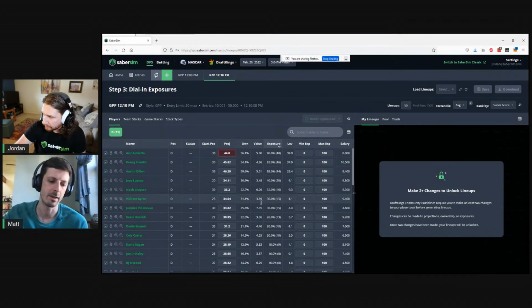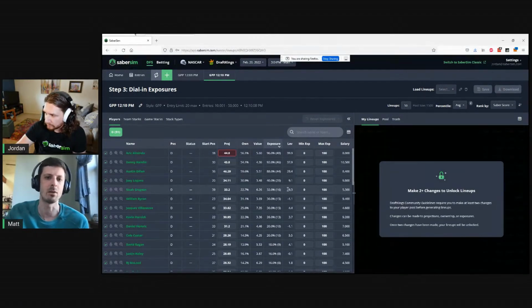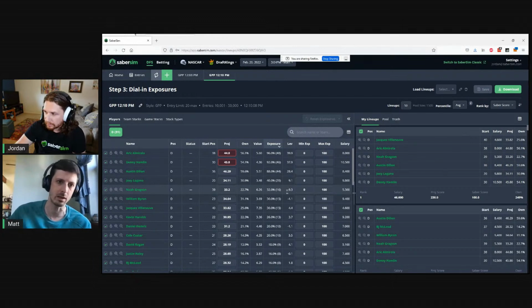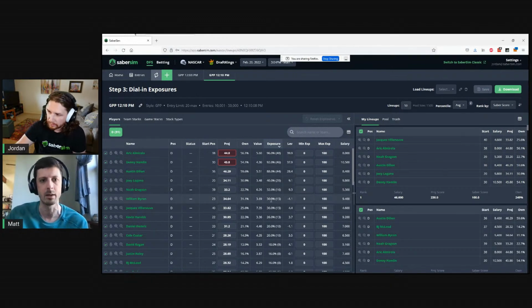So I think for ownership, it's kind of a personal decision. I wouldn't bump it too far up, but I think you could do a few ticks and just know that maybe you're not getting the perfect optimal for each sim, but they're still going to be viable lineups, and they're probably going to be more unique and higher upside.